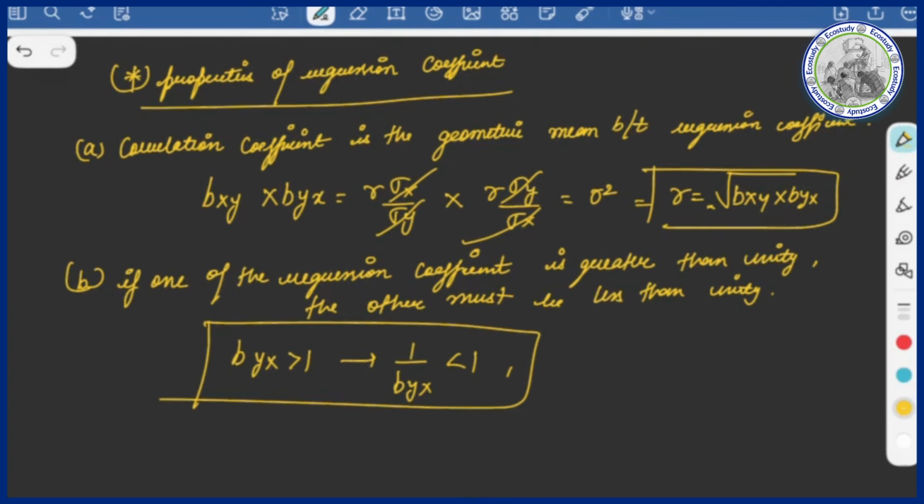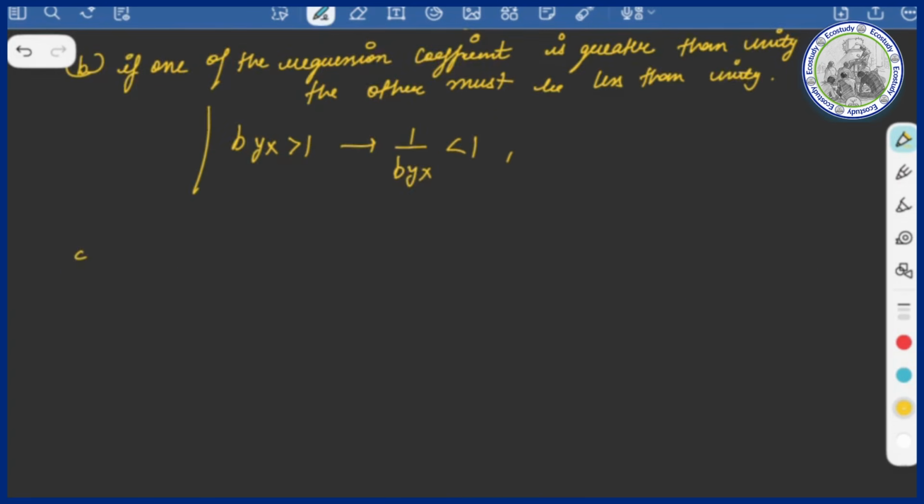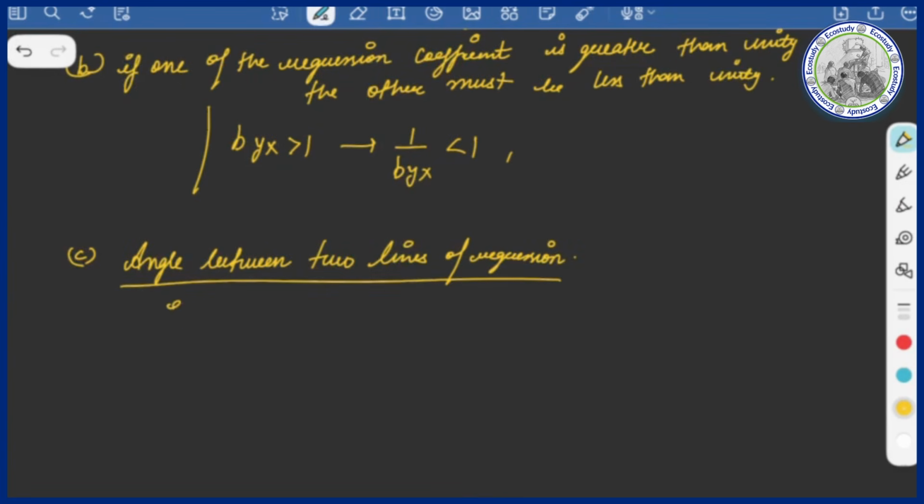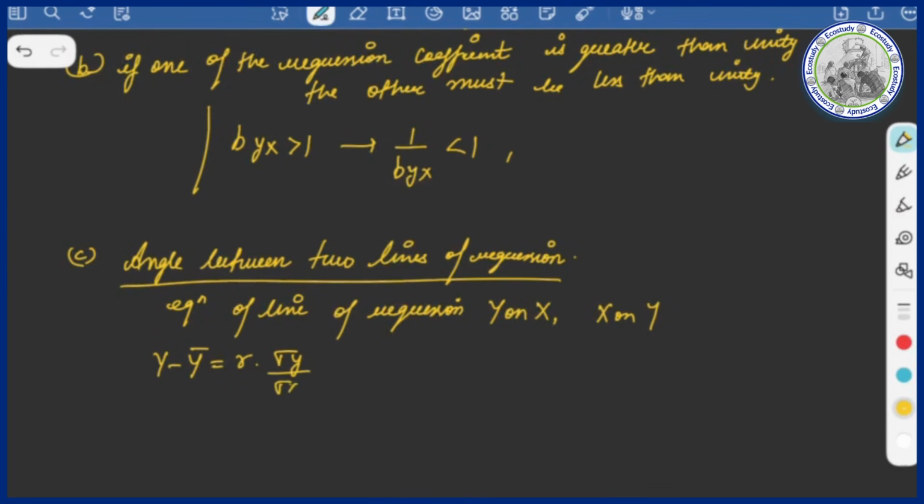Now, the angle between two lines of regression, this is very important. The equations of the lines of regression of y on x and x on y are: y minus y bar is equal to r sigma y by sigma x into x minus x bar, and similarly x minus x bar is equal to r sigma x by sigma y into y minus y bar.